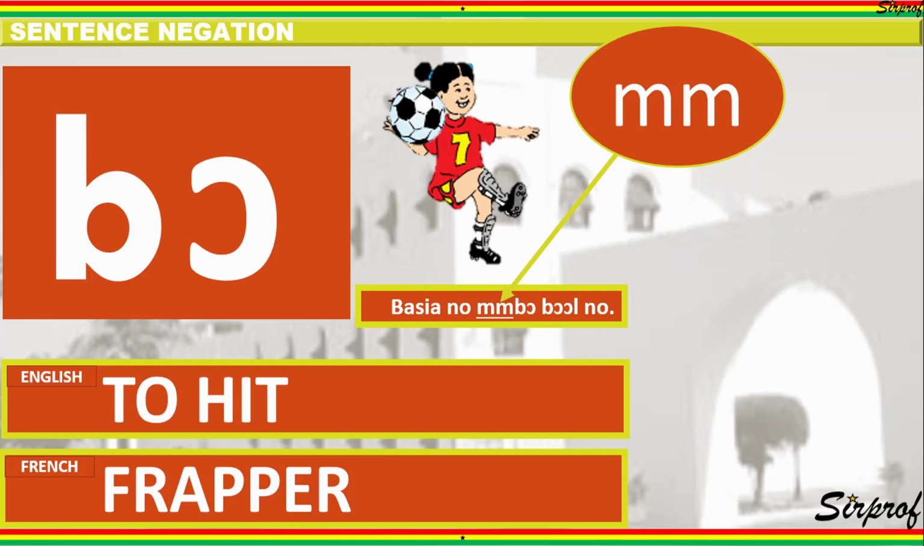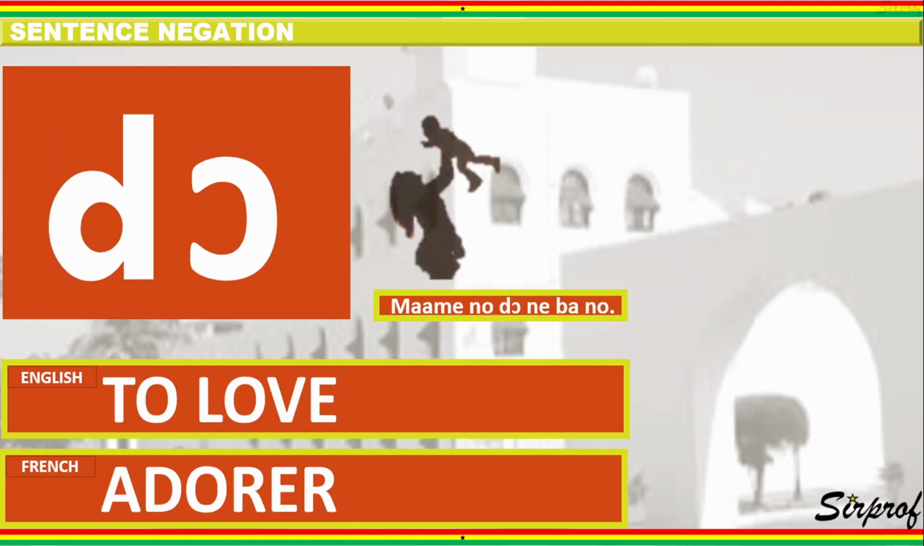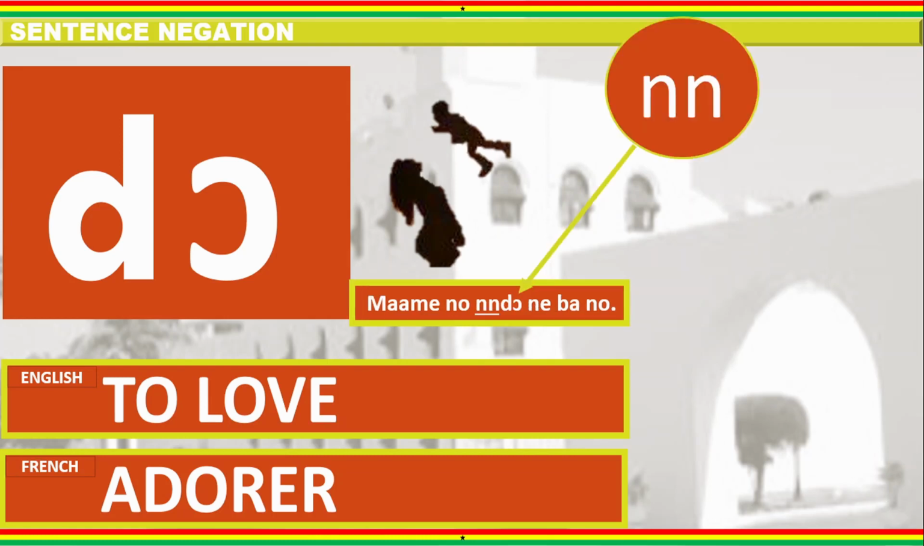Another example, for the verb do, to love, adore. Example, Maame no do neba no. The woman loves her baby. To negate this sentence, we introduce a double N in front of the verb do to make it Maame no ndo neba no. The woman does not love her baby.